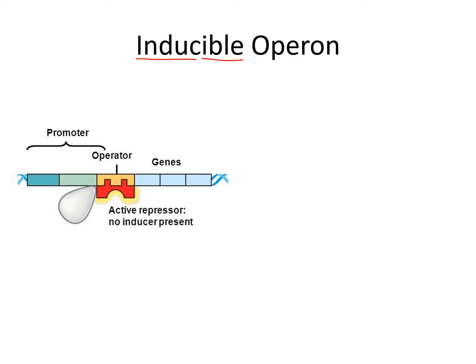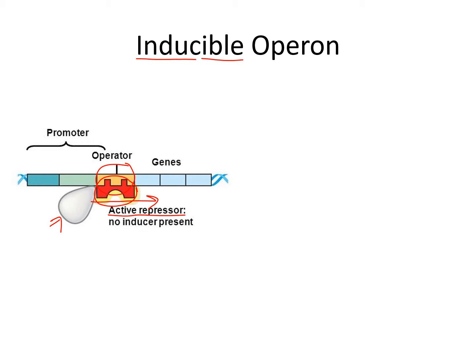So this is an example of what the normal situation would be. And the normal situation would be that the repressor is active. So when we say the repressor is active, that means the repressor is bound to the operator. And because the repressor is bound to the operator, the RNA polymerase is unable to slide along the DNA. So it is unable to transcribe those genes. So since there is no transcription, there's no translation, no proteins are produced.